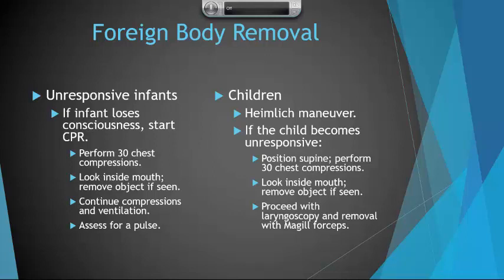Perform 30 chest compressions, look inside the mouth, and remove the object if it's seen. Continue with compressions and ventilations and assess for pulse. For children, you want to try to perform the Heimlich maneuver, for bigger children. If the child becomes unresponsive, you want to position them supine, perform 30 chest compressions, look inside the mouth and remove the object, and then proceed with laryngoscopy and removal with Magill forceps.